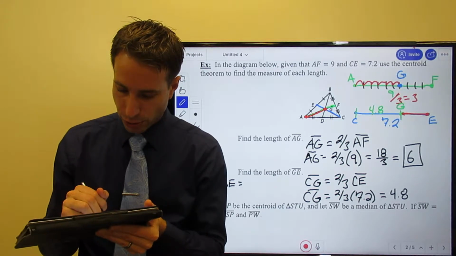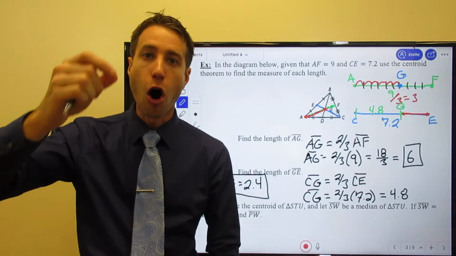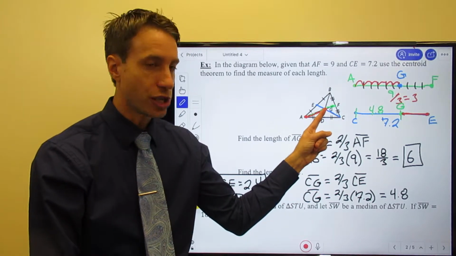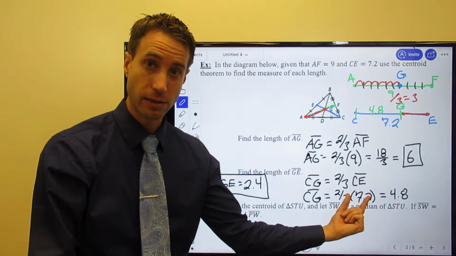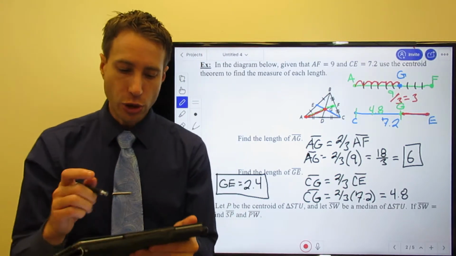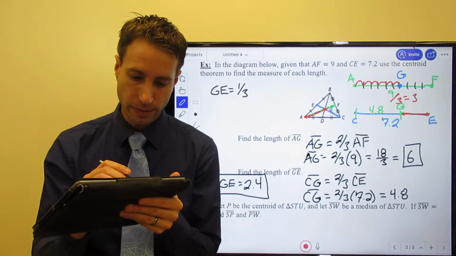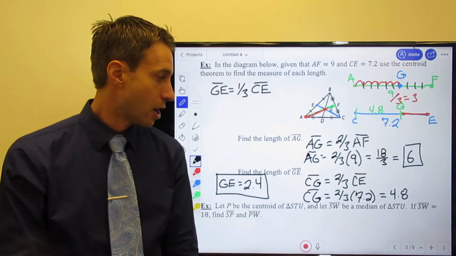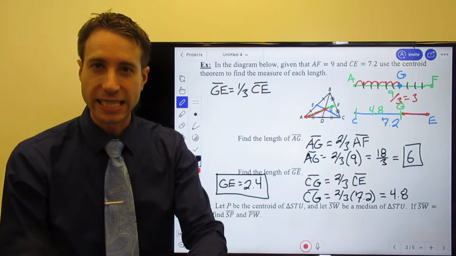is equal to 2.4. Now, for those of you that are really sharp, that are on top of this thing, you may have already recognized this. If CG is 2/3 the entire distance, then that means that GE is 1/3. You could have simply set up this equation, GE is equal to 1/3 CE, right? If CG is 2/3, then GE would have to be 1/3. Plug and chug, you get the exact same thing.